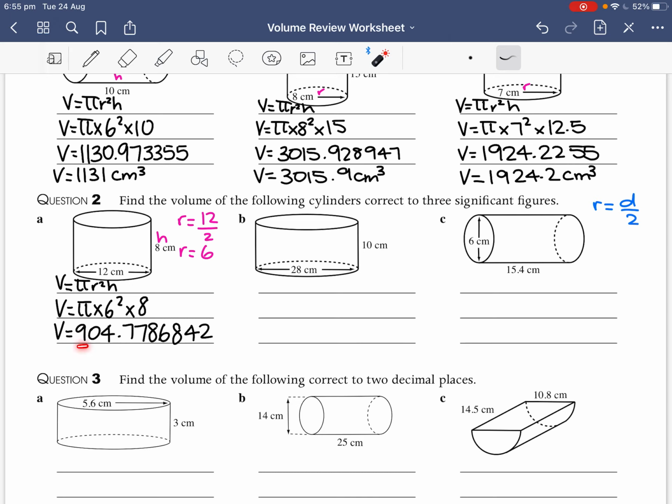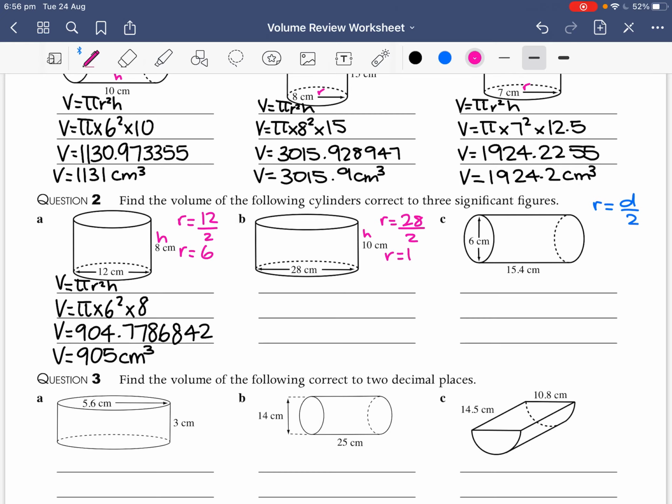So volume, pi times 6 squared times 8, is 904.7786842. Now this question says correct to 3 significant figures. So we have figure 1, 2, and 3. However, this fourth figure of 7 rounds the third figure up. So it'll be 905 centimeters cubed.